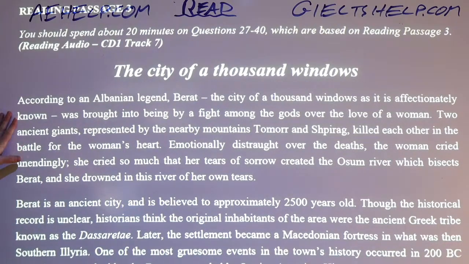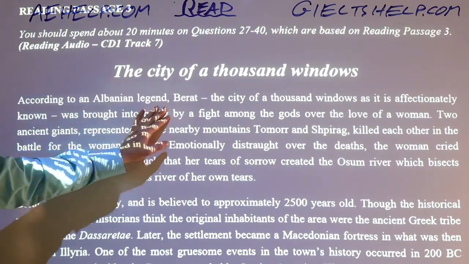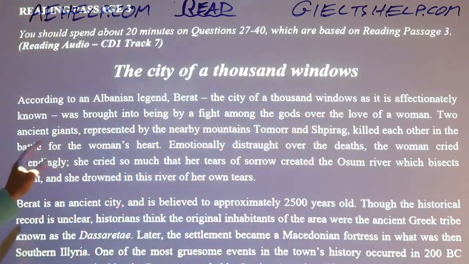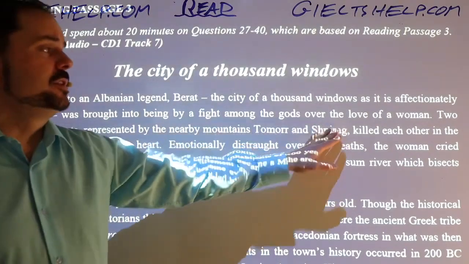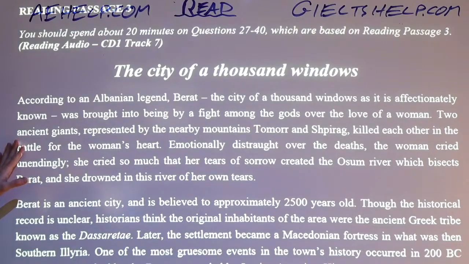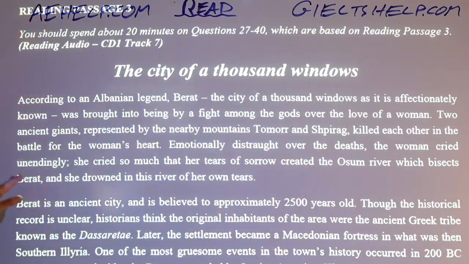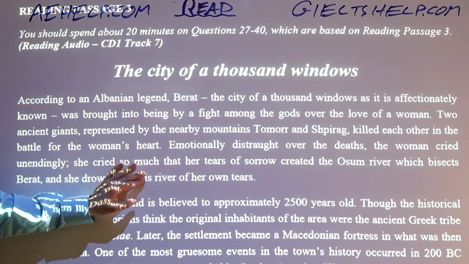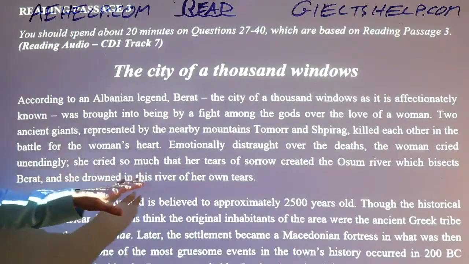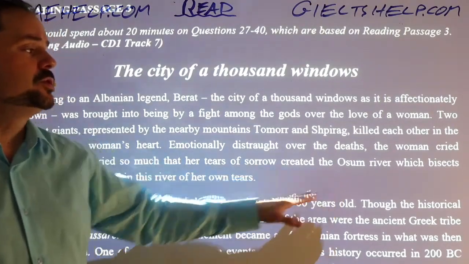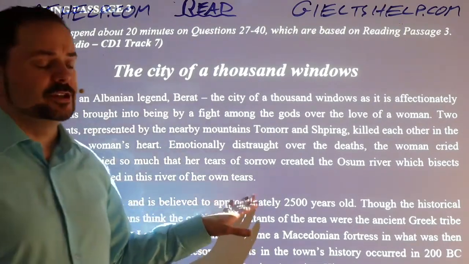Okay, so let's read this first paragraph so that we get a better idea. Okay, here we go. So read with me. According to an Albanian legend, Berat, the city of 1,000 windows, as it is affectionately known, was brought into being by a fight among the gods over the love of a woman. Two ancient giants, represented by the nearby mountains Timor and Shparag, killed each other in the battle for the woman's heart. Emotionally distraught over the deaths, the woman cried unendingly. She cried so much that her tears of sorrow created the Osum River, which bisects Berat, and she drowned in this river of her own tears.